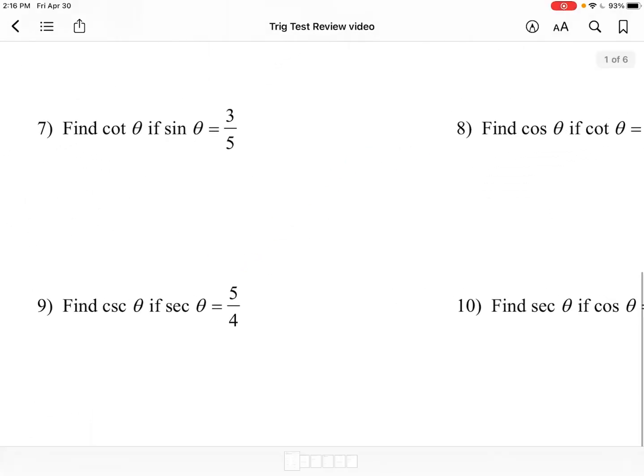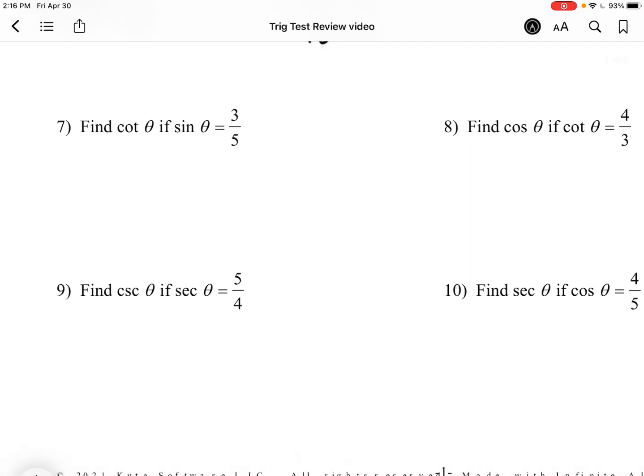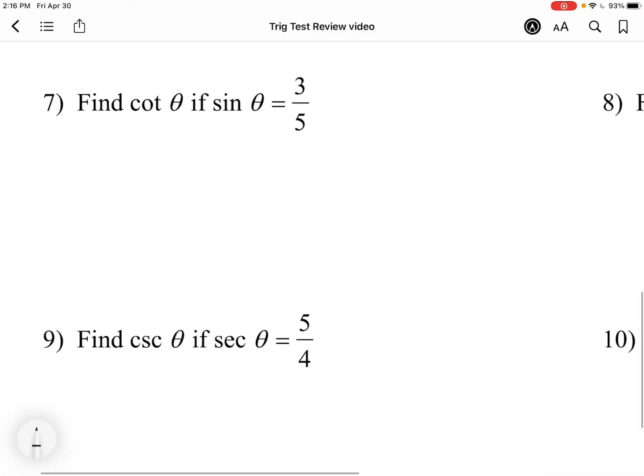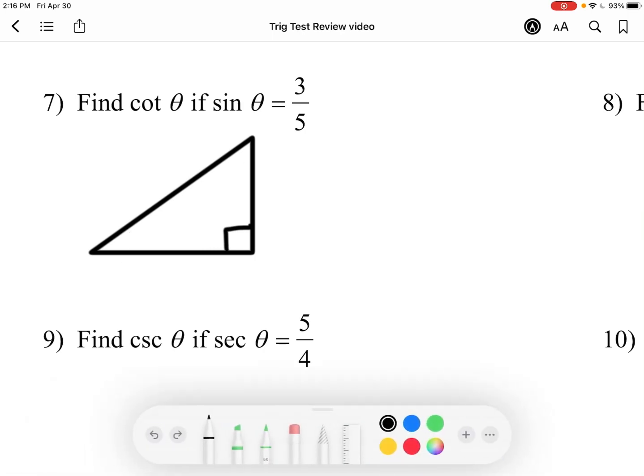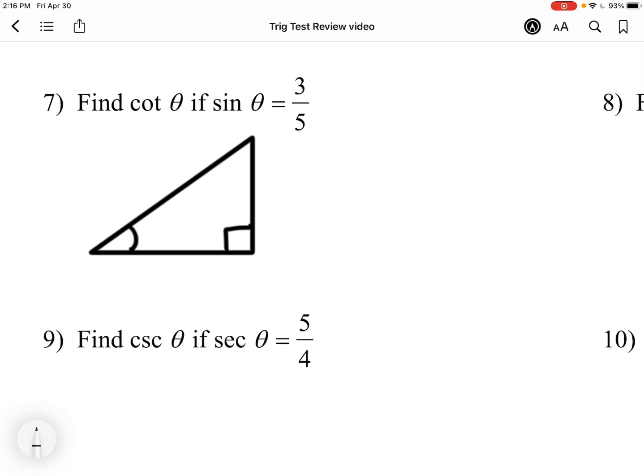For number 7 through 10, what you're going to do is you have to draw a triangle first. So for number 7, it asks us to find cotangent theta if sine theta is equal to 3 over 5. So we're going to draw a right triangle right here. And you can put the angle either here or here, whichever one you want. You just got to make sure you label it correctly after that. So if I put my angle here, that's theta.